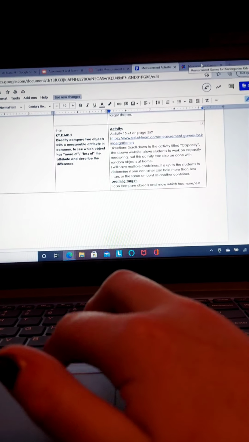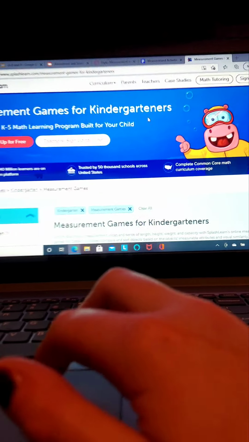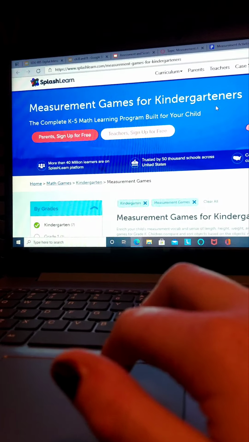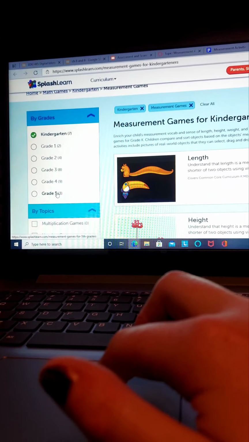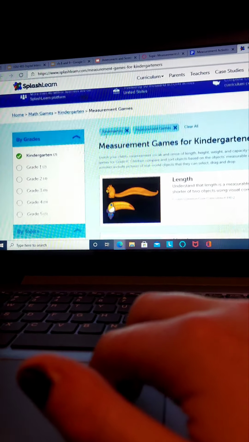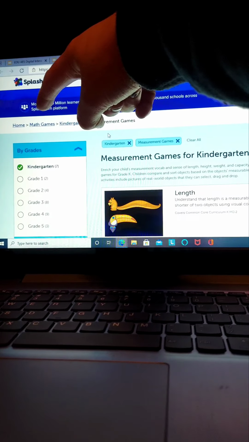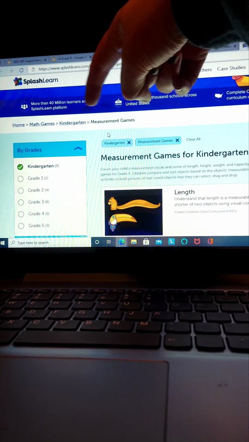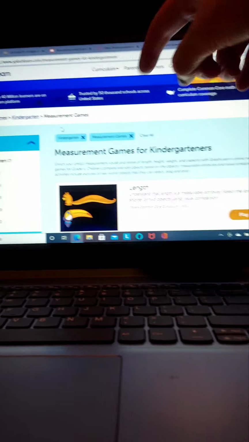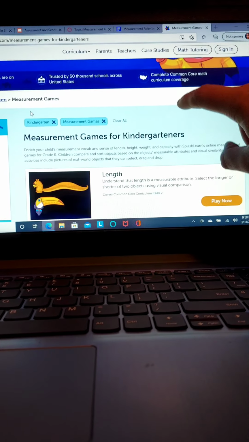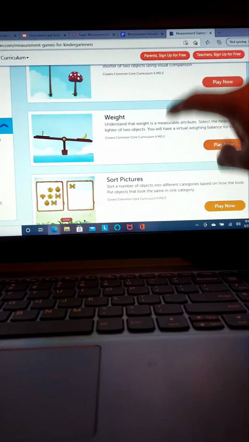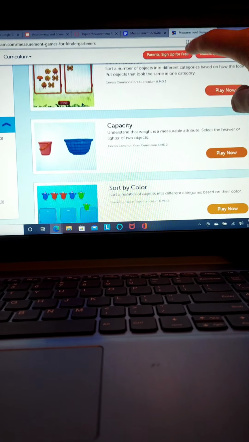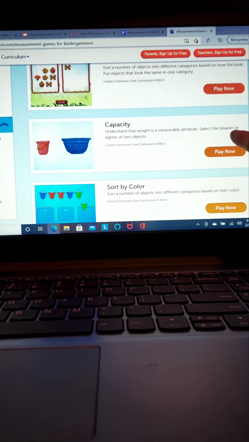So I'm going to go ahead and show you the website that I have. So like I said, it is called Splash Learn, and what you can do is you can choose any grade level from kindergarten to 5th grade. So over here you can see I went to math games, kindergarten, and I looked for measurement games. So right here is where we have all these different games. You have length, height, weight, sort pictures, and then capacity, which is the one that we have today.